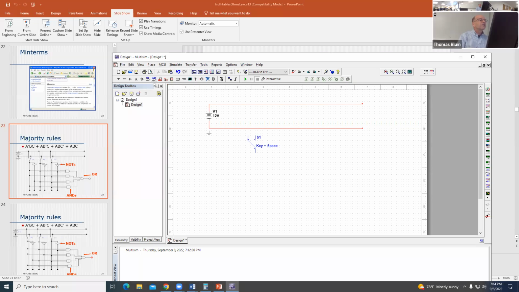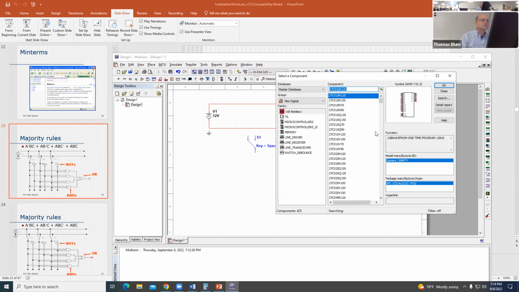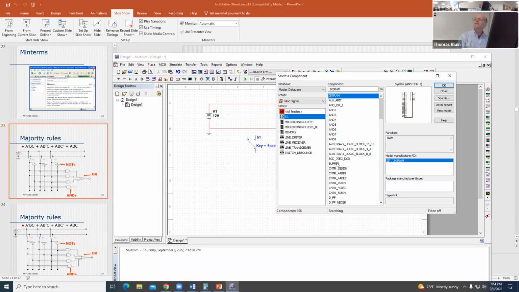What else? All the logic gates are under digital, miscellaneous digital, or I just used to call it digital. And then there's all these crazy numbers. Let's make life easy. Let's hit TTL, and then there are AND gates. There are like NOT gates. Let's do a NOT gate. They're in alphabetical order, so I have all these NORs, and then I have a NOT. So there's my triangle.